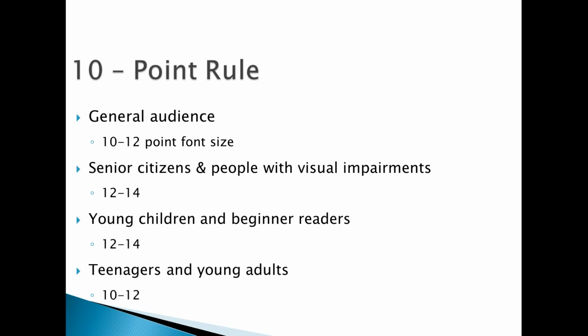There's a 10-point rule, which is 10 to 12-point font size for websites for general audiences. Anything for senior citizens and people with visual impairments is 12 to 14. With young children and beginner readers it is 12 to 14, and teenagers and young adults is 10 to 12-point font. This is important because if you have the wrong font for the wrong age group or the wrong audience, it's going to be very difficult for that user to search around your website or to even use the site, which means they're going to leave.